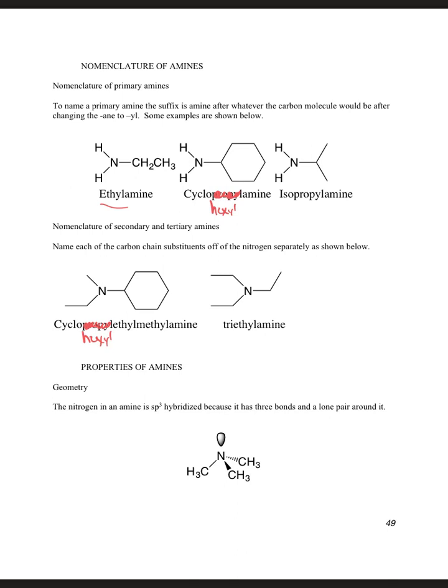The geometry of an amine: the nitrogen is sp3 hybridized. We know that from a long time ago. It has 3 bonds and a lone pair around it, and being sp3, it's trigonal pyramidal in shape.